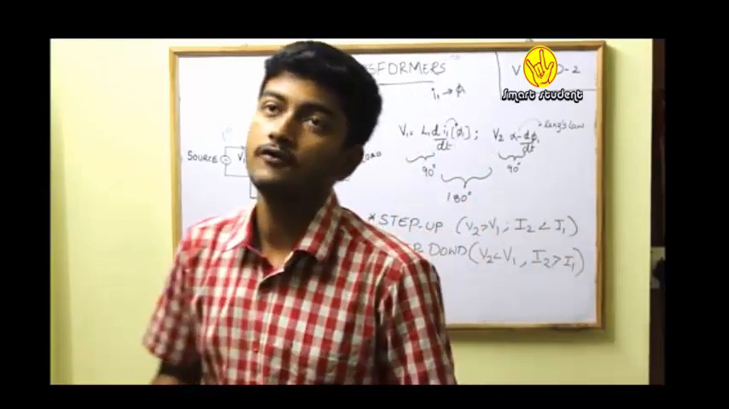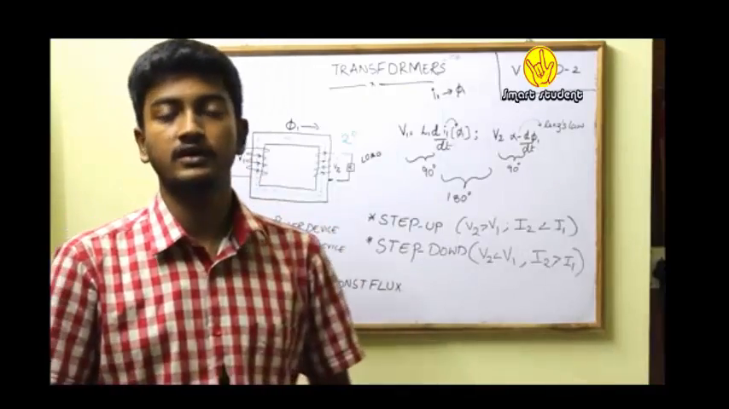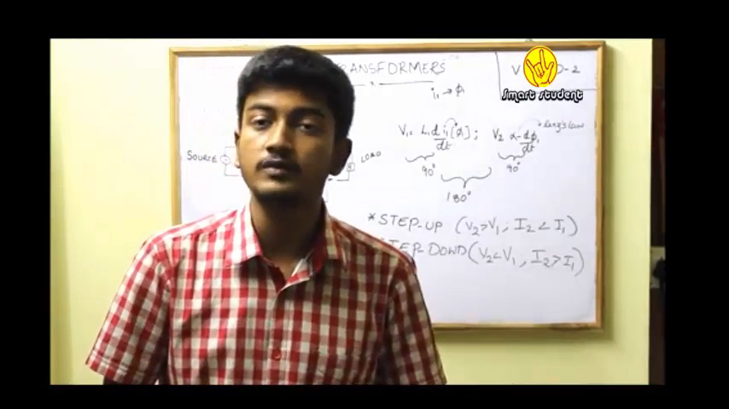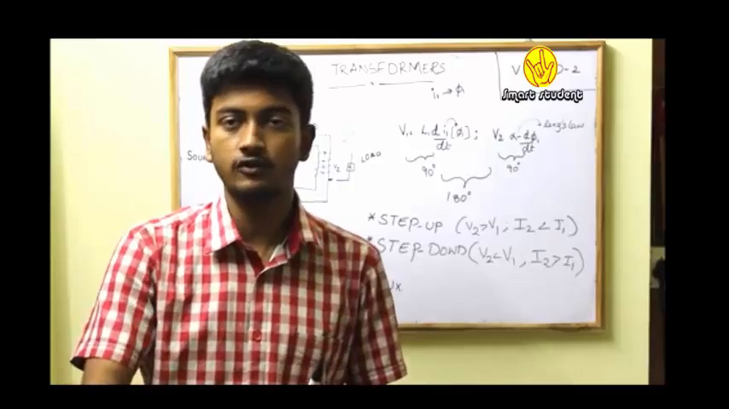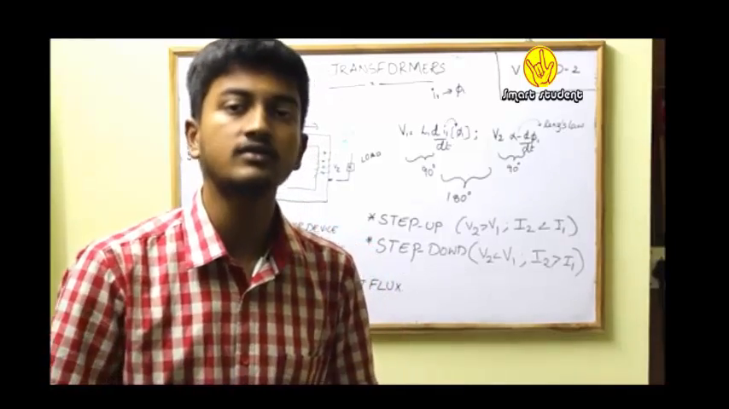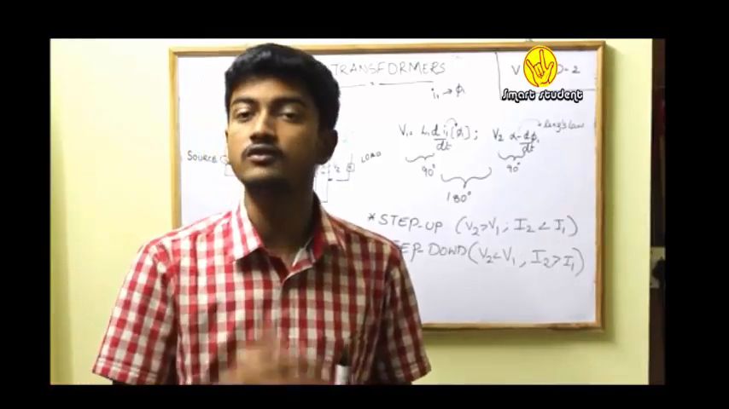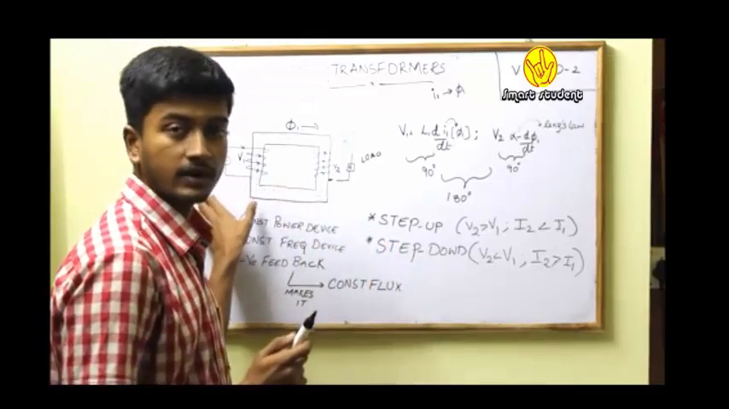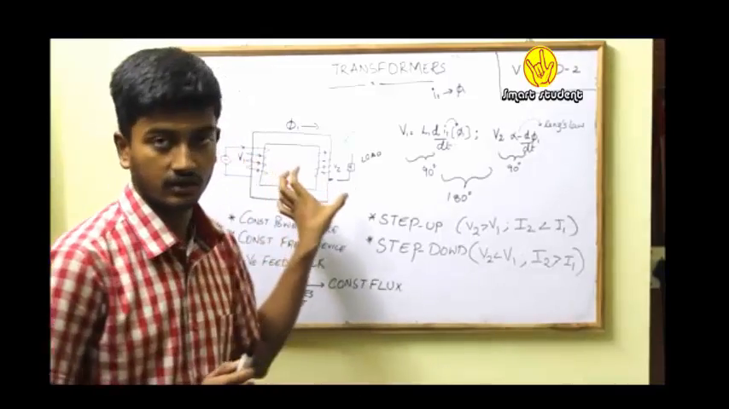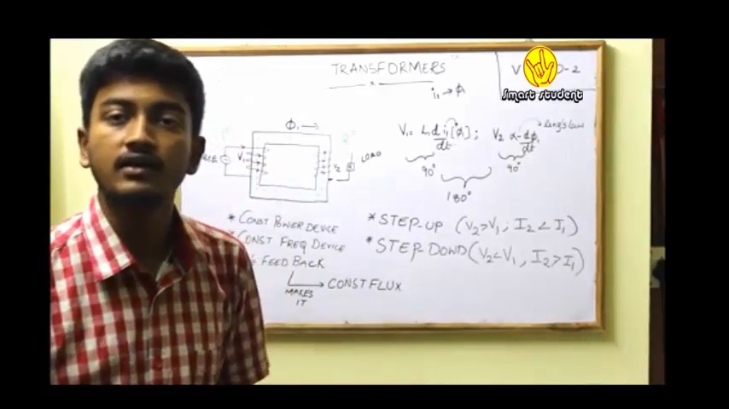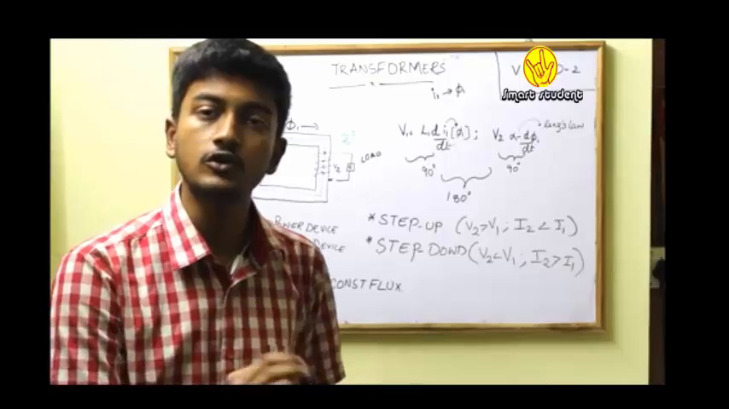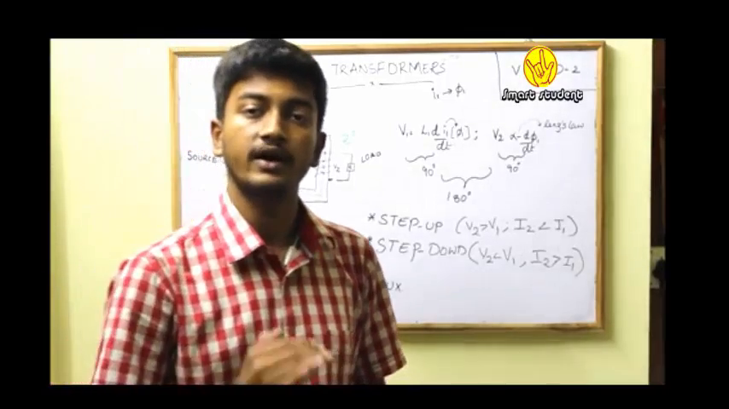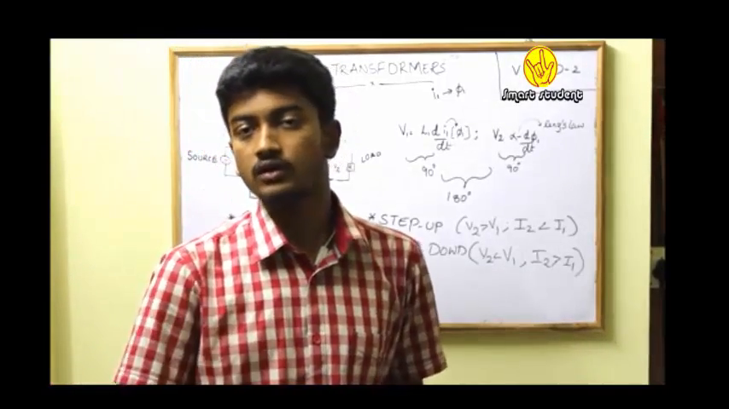Now, from this basic idea of the construction or circuit of my transformer, how we can define a transformer is a constant power device. A transformer is also a constant frequency device. It just transfers power from my primary side to my secondary side, or in an easier way, it transfers power from one part of the circuit to another part of the circuit by altering either its voltage or current levels.